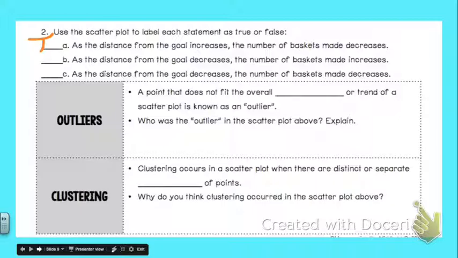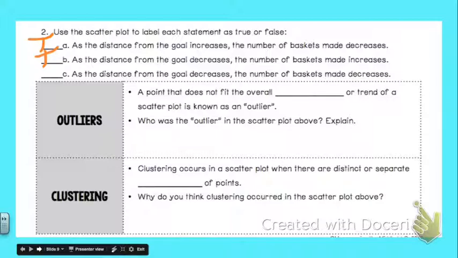B, as the distance from the goal decreases, the number of baskets made increases. And that is also a true statement, because as you can see, the closer they were to the basket, the number of baskets that were made increased.